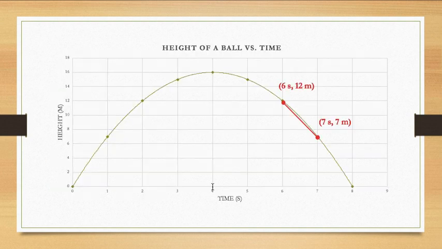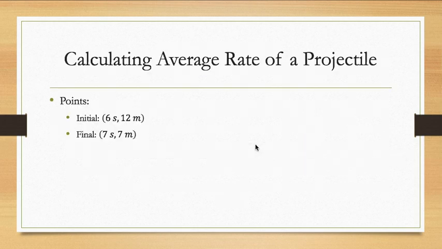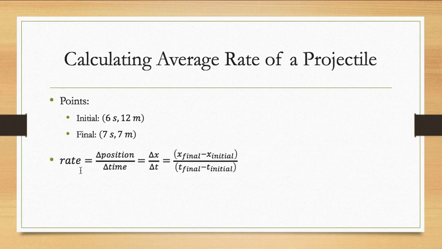On the other side, after the ball has reached its maximum height here at 4 seconds, it starts to fall back to Earth. So we can see how that works out. It ends up being a little different. We treat it the same way. So we take our initial and final points. We plug it into our equation here, the change in position over the change in time, final minus initial.